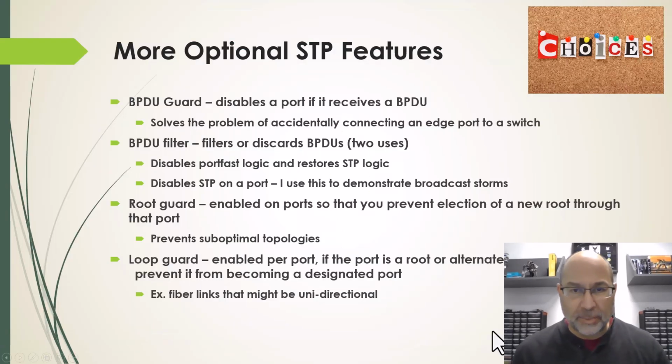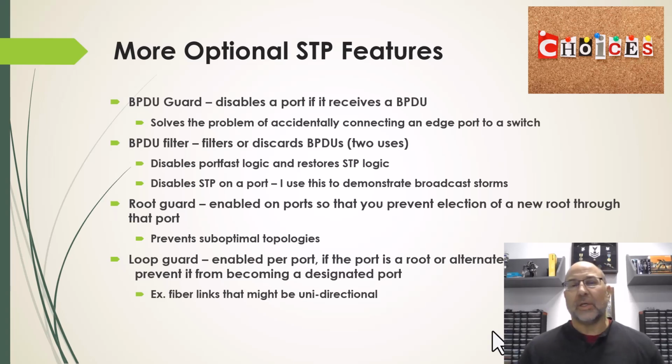Here are a couple of other optional STP features. We have BPDU guard. It disables a port if it receives a BPDU. There's a couple of these that are similar. If I configured something for PortFast, but I also turned on BPDU guard, it would kill that port off if it received a BPDU. It's sort of a protection thing. Now BPDU filter's base operation is to ignore spanning tree. So if you don't want to use spanning tree on a port, you can turn on filter. But if you had PortFast configured there, it would restore the STP logic if you received a BPDU.